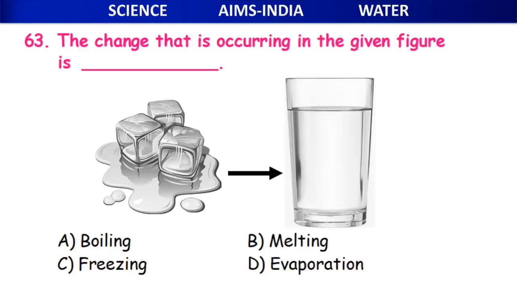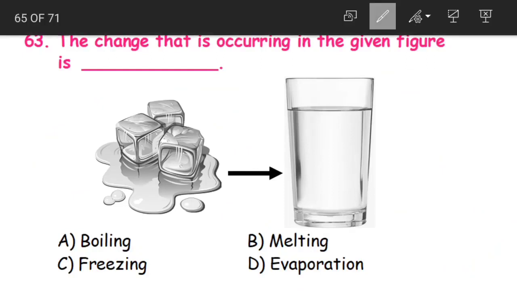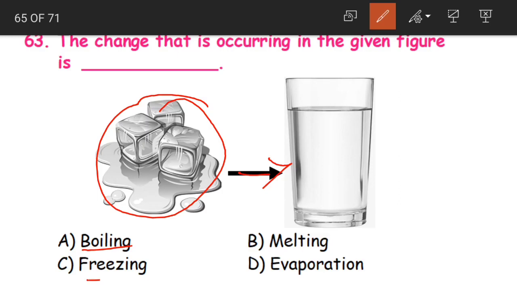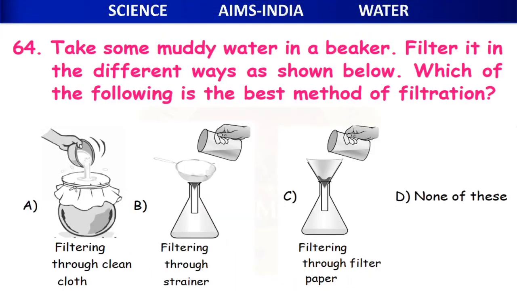Clear children? Here the change that is occurring in the given figure, what is happening here? The ice is melted as water. What is this? Either boiling, freezing, melting, or evaporation. As I said, melting. Ice is melting as water. Clear children? Yes. And the next question is the 64th one.